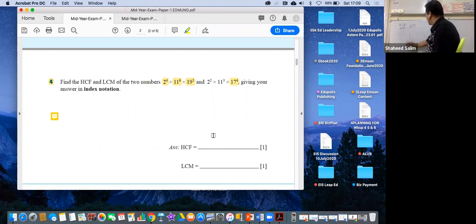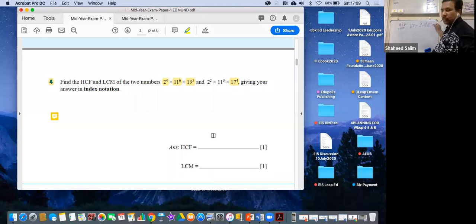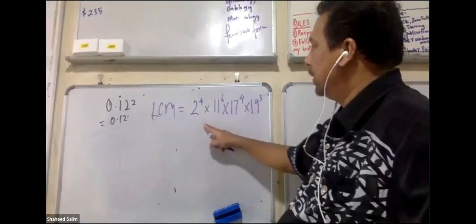LCM will be 2 to the power 4 times 11 to the power 6, because you have 11 to the power 6 down here, times 17 to the power 4 times 19 to the power 3. So I'll just show you the screen over here. Can you see this? This is LCM.